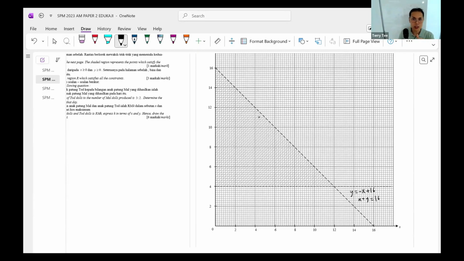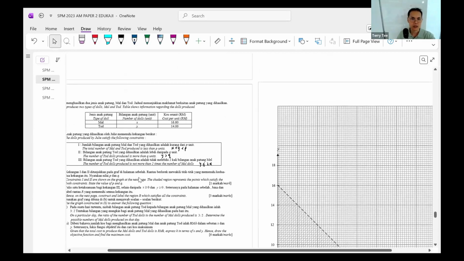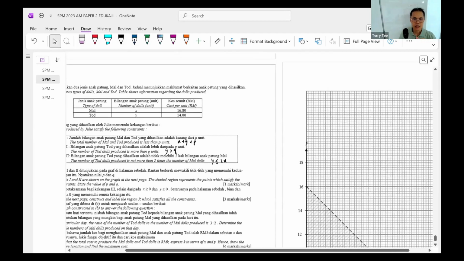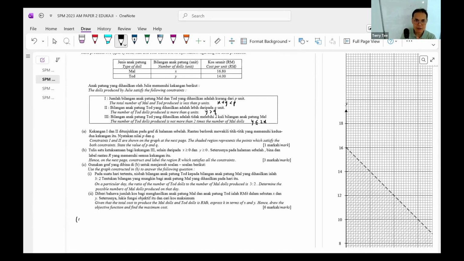Now, you notice this is a dotted line and the region is below. So can we match this with your inequality here? Okay, sorry, because I don't have a lot of space. Okay, maybe I write here. You're supposed to state the value of P and Q. Only 1 mark for both correct. So what's your P? Your P is straight away 16. No need to do further working.